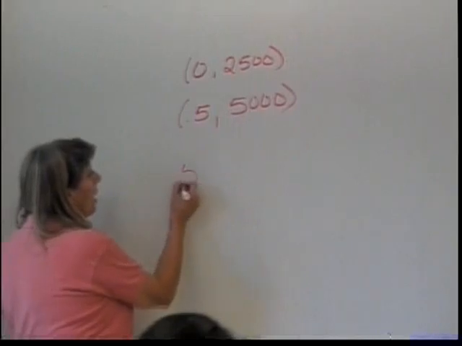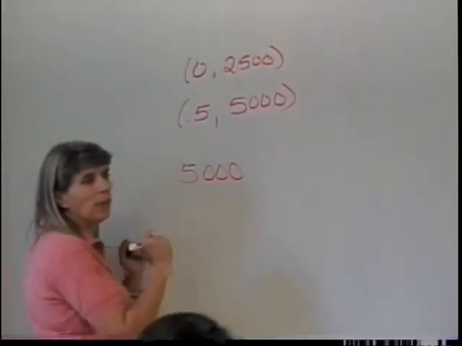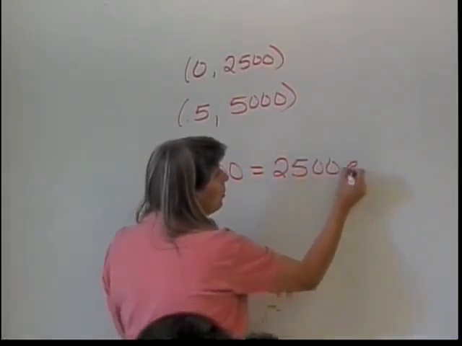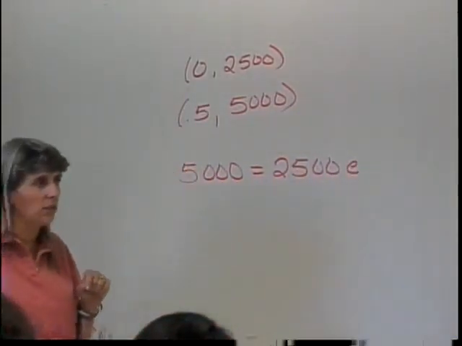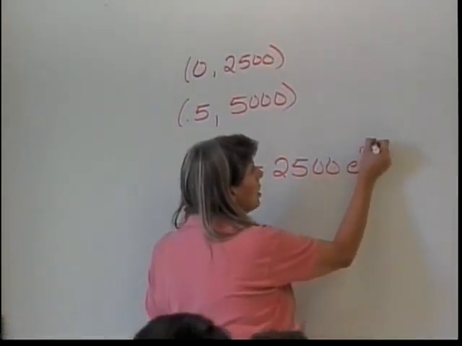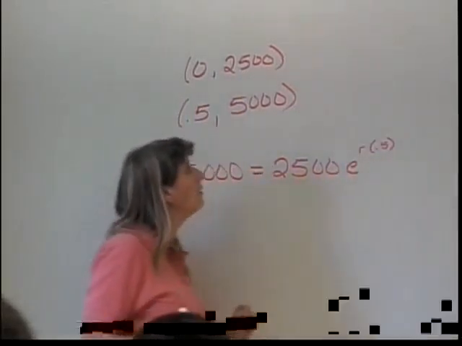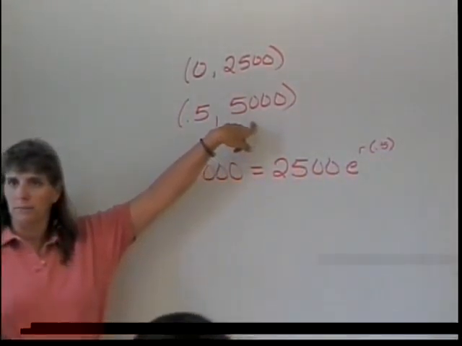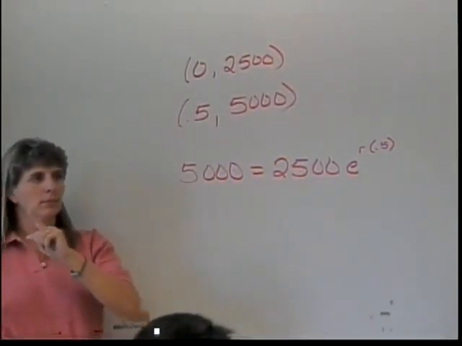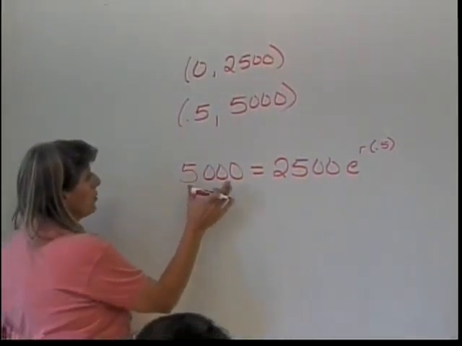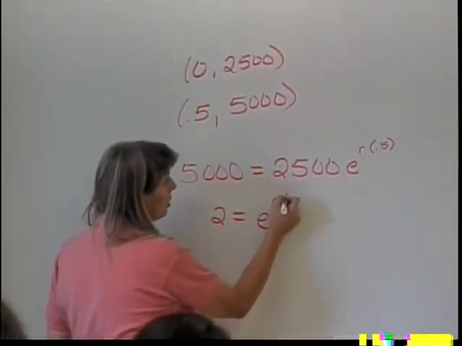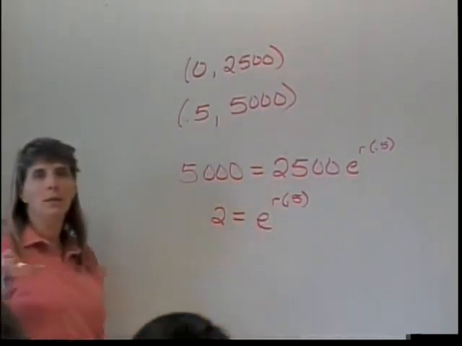We know after half an hour, we have 5,000 bacteria. We started with 2,500 bacteria. We're using our e to the because it's a continuous bacterial growth rate. R is the thing we don't know, and T we are told is 0.5, based on 0.5 and 5,000. So what do we do now? Divide by 2,500. 5,000 divided by 2,500 is 2, so 2 equals e to the R times 0.5. And then?